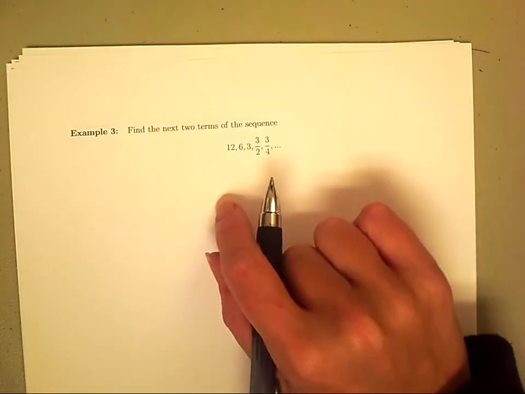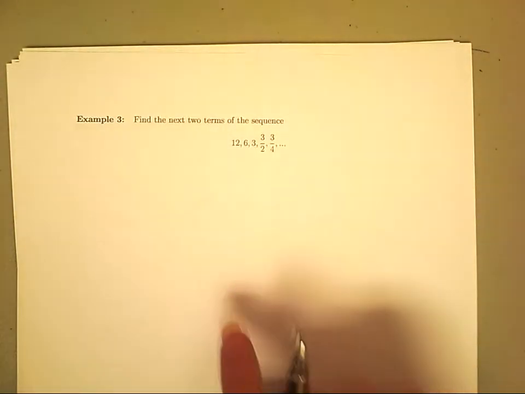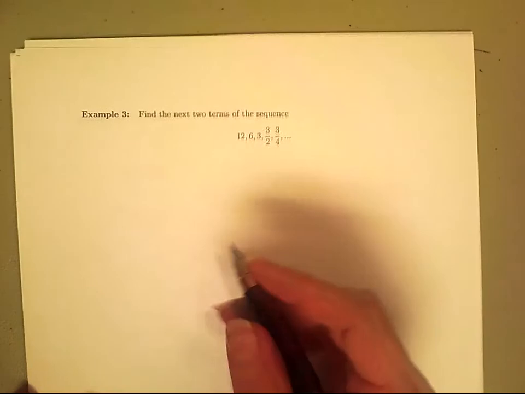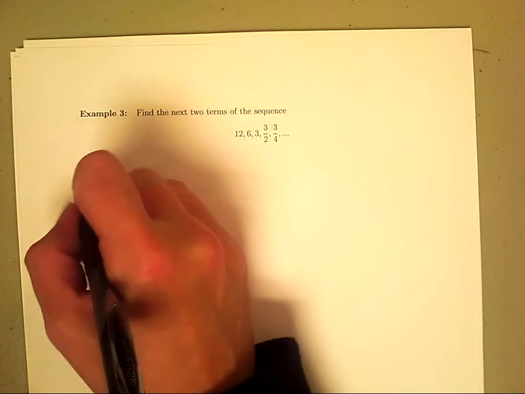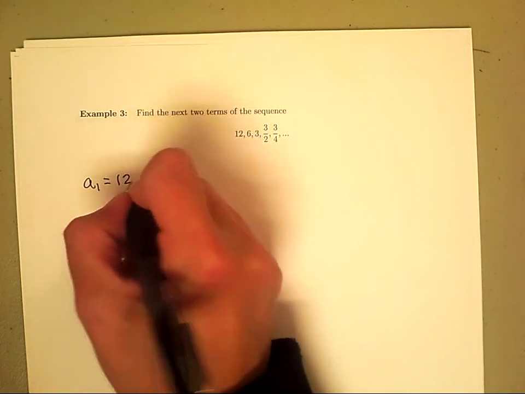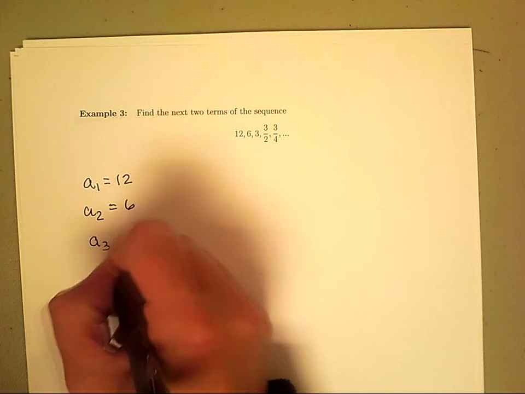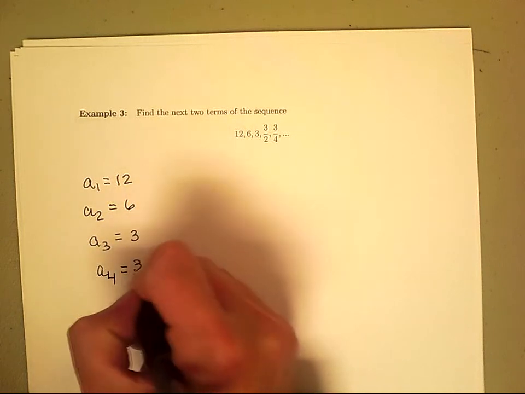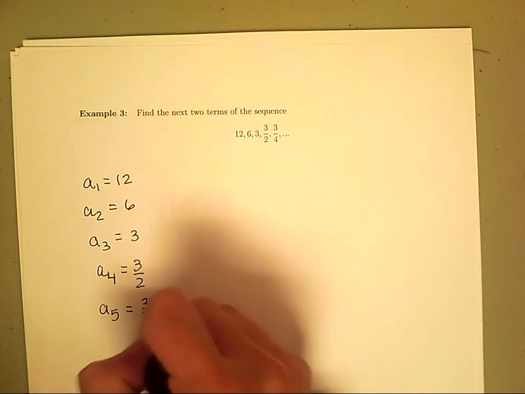Let's say this is our sequence: 12, 6, 3, 3 halves, 3 fourths. And let's say we want to find the next two terms in this sequence. So let's find out what we have here. We have a sub 1 is equal to 12, a sub 2 is equal to 6, a sub 3 is equal to 3, a sub 4 is equal to 3 halves, a sub 5 is equal to 3 fourths, and it continues.